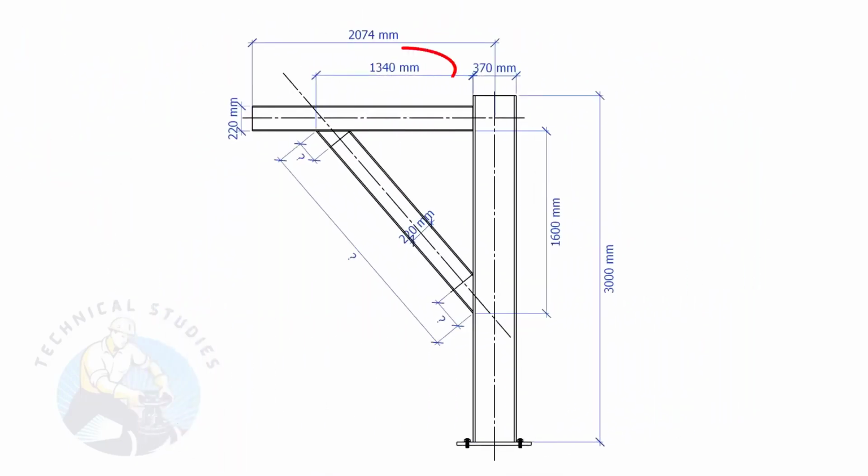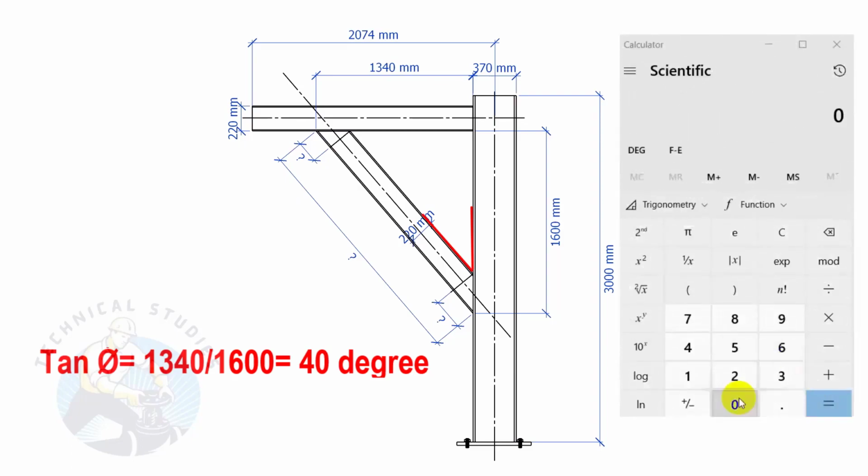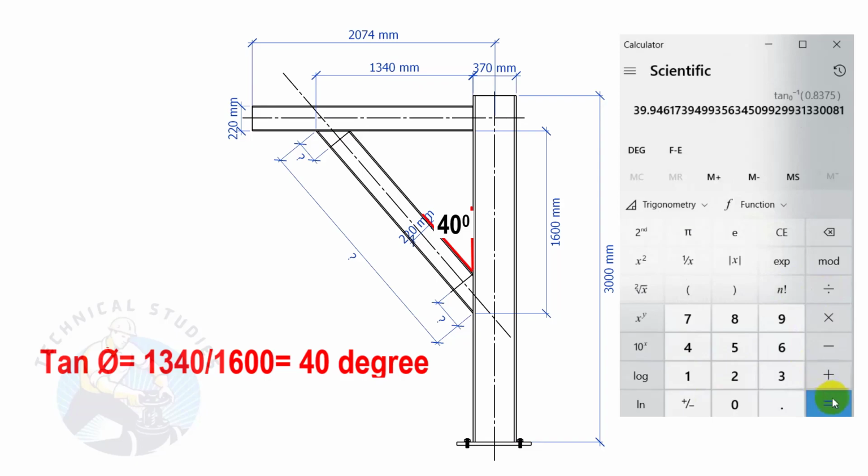In this example, the top leg length is 1340 mm, and the vertical leg length is 1600 mm. What will be the length and the cutback of the bracing? Let us calculate the included angles. Tan of the angle equals 1340 divided by 1600. So, the angle is 40 degrees.